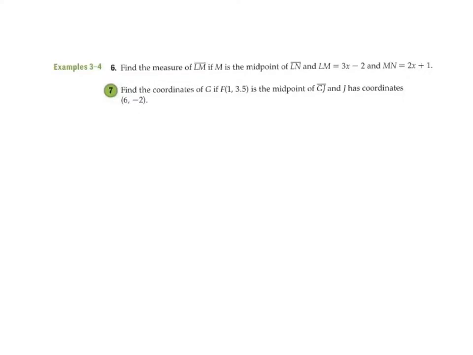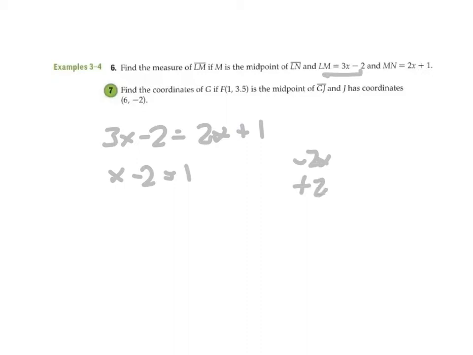Okay, so I know we're working backwards with these examples, but let's have a look at example 3, question number 6. You've got to find the measure of LM, which is this one here. It tells you that M is the midpoint, so we know that these two segments are the same. So you've got 3x minus 2 equals 2x plus 1. I always do the variables first, so I'm going to subtract 2x from both sides. So x minus 2 equals 1, and then I'm going to add 2 to both sides, so x equals 3. Now we only need LM. So we've got 3 times 3 minus 2. Well, 3 times 3 is 9, minus 2 will give you 7. So that's the answer to this part.